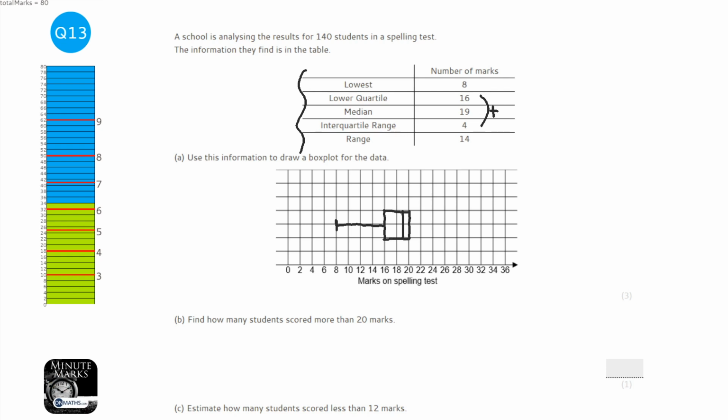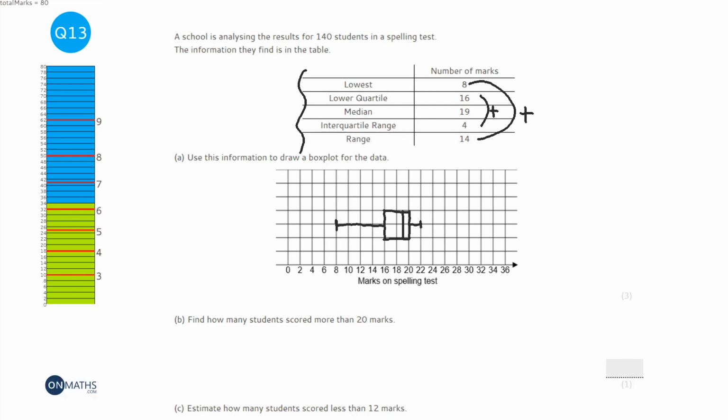Now the range is the biggest, take away the smallest. So if the smallest is 8, then to work out what the highest is going to be, I just get the range, which is 14, and add on to the 8. So 14 plus 8 is 22. So the highest value is at 22. There we go, and that's our box plot. So that's question 1 done, or question A.